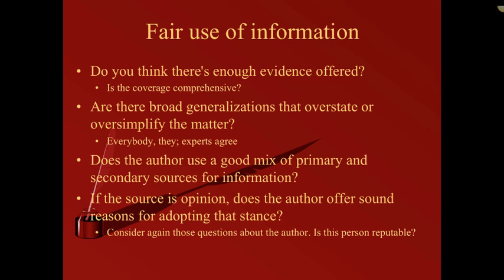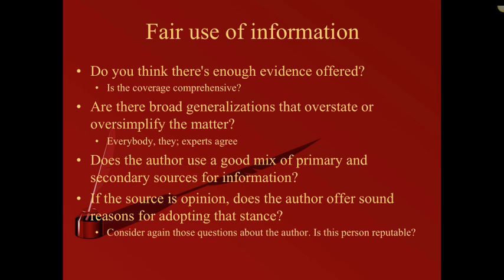Does the author use a good mix of primary and secondary sources of information? Primary is actually when the reader goes to a text and actually quotes it. Secondary sources are the sources that are written about the primary sources. So if you are going to write a paper in literature, the primary source is going to be that book that you're writing the paper about.